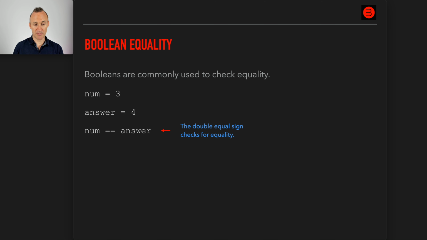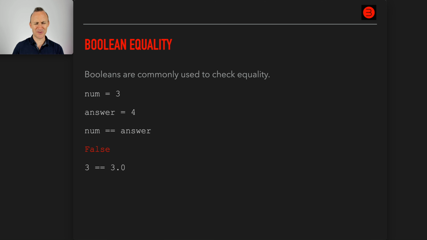One equal sign above it assigns a value to a variable. Two equal signs, I like to use the word equivalent, okay? Is num equivalent to answer? Well, no. So you get a false.